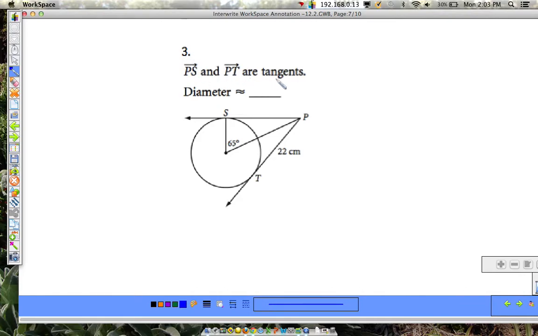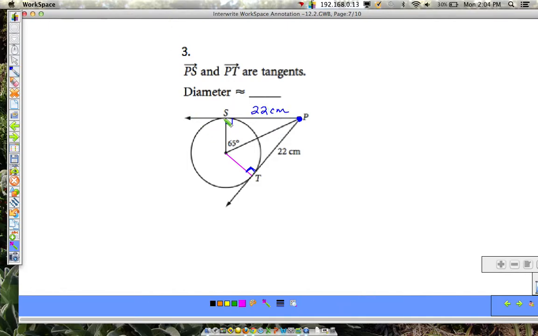Next, it says PS and PT are tangents. If they give that information, we know it's important. That reminds us that the tangent line forms a 90-degree angle with the radius. So we now have a right triangle. We can also say, here's another right triangle. If this forms a 90, here's the point of tangent T. So this is also a 90-degree triangle. We also learned that if we have two tangents from the same point, they are equidistant. So this is also going to be 22 centimeters.